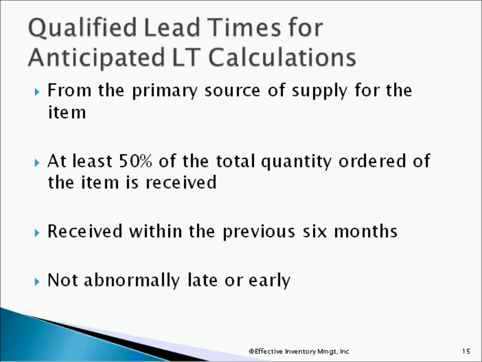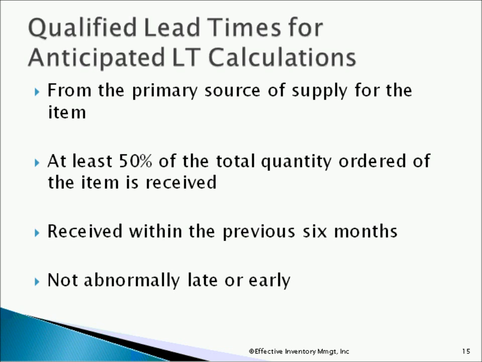Now, if you allow your system to calculate an average lead time, be sure that you have the settings in your system set correctly so that you are only averaging, let's call them meaningful lead times associated with stock receipts. For example, you want to be sure that if you are calculating the lead time, you're only considering lead times associated with stock receipts from the primary source of supply. Also, you've received at least 50% of the total quantity you ordered in a shipment.